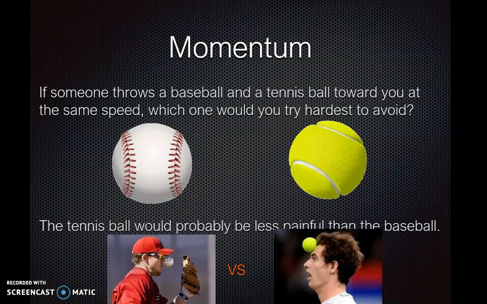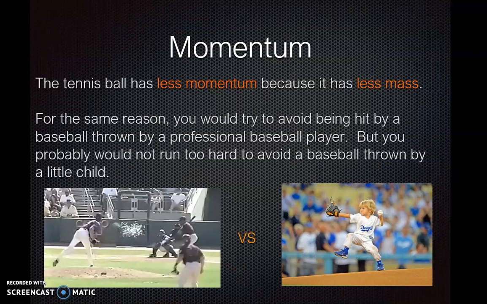You guessed it. Probably that way because there's less momentum because it has less what? Mass. That's right. The tennis ball has less mass than the baseball. So if I throw the baseball and the tennis ball at the same speed, they're going to have different momentums because of mass. The baseball has more mass than the tennis ball, therefore the baseball would probably hurt more.